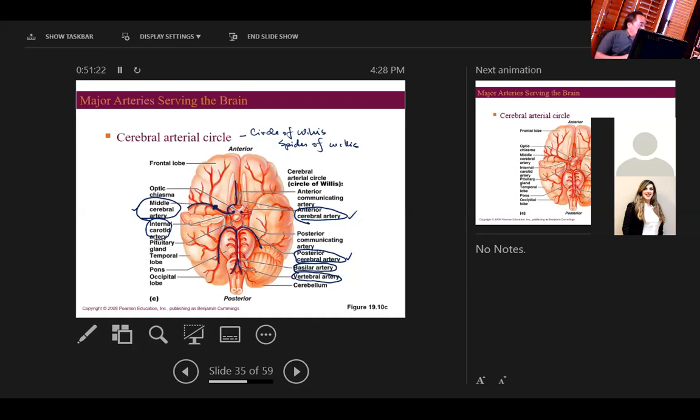Now I'm doing this for you so that once you get to your NCLEX exam, you will understand what the questions of the NCLEX exam are. Okay, so now why did they call this spider Willis? This is how to memorize it.